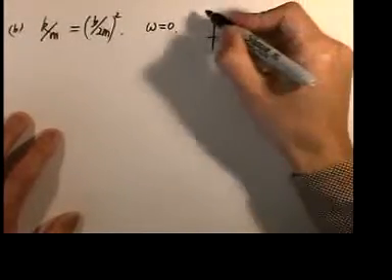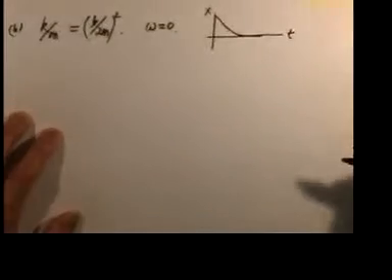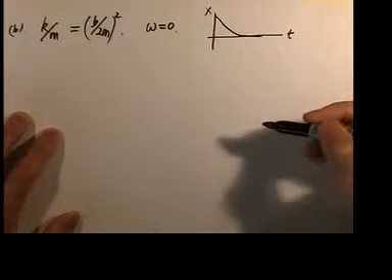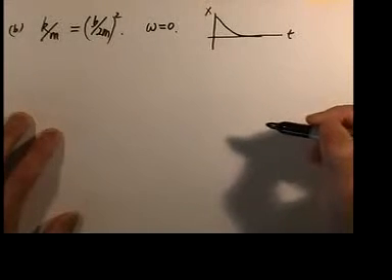The oscillation does not exist anymore. This is x, this is t. It's going to look like this. Okay, no ups and downs. This type of damping is large enough so that it kills all the oscillation.